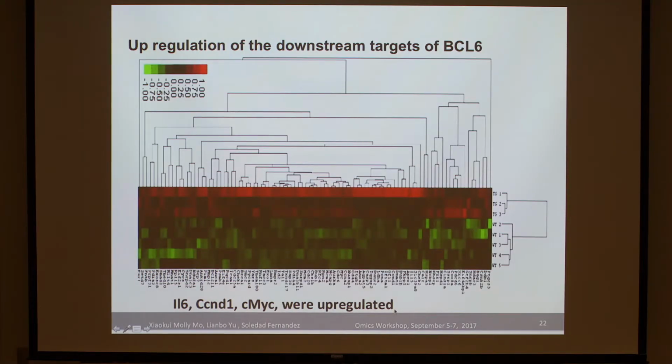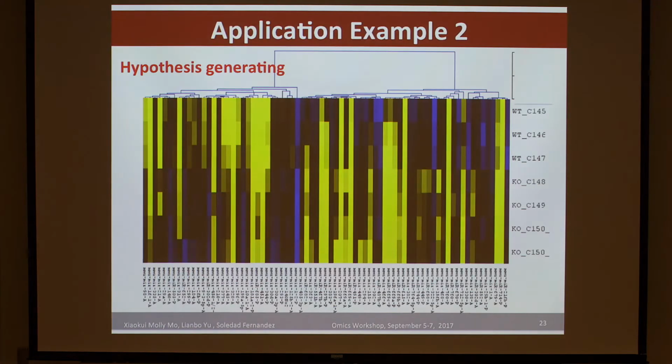And IL-6, CCND1 and c-MYC were all upregulated. As you see, they are cancer-related. They are pro-survival genes. So this is one example.